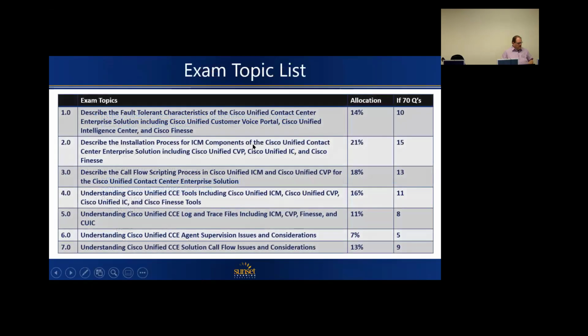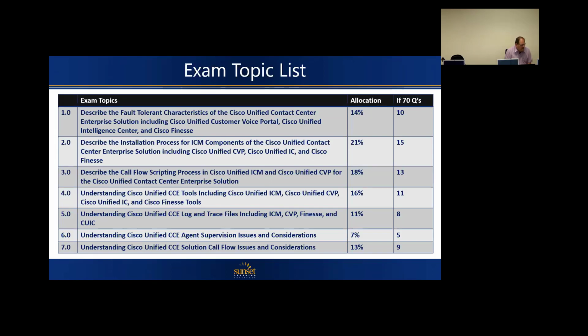So what I've done is I've gone through this exam topic list and listed out the major topics using the percentage allocation Cisco provided us with, and then calculated, if my exam had 70 questions, how many questions would I have on each of those major topics? I always like that to help me get a feel for how critically they weight a given topic area, and also how many questions I can anticipate from that topic area.